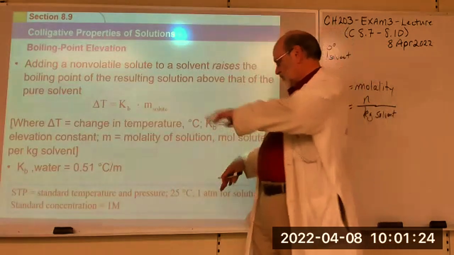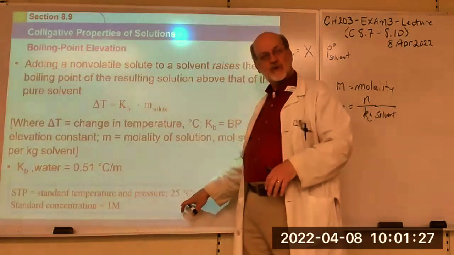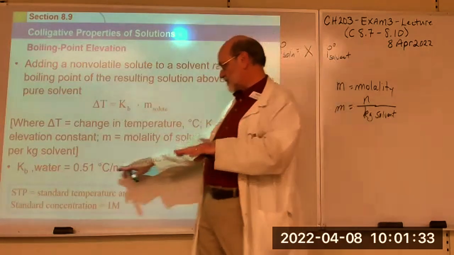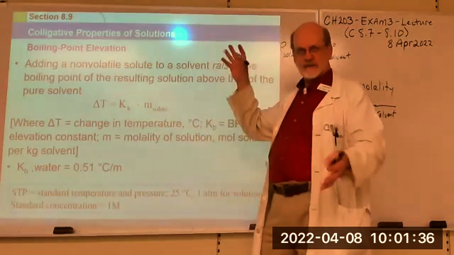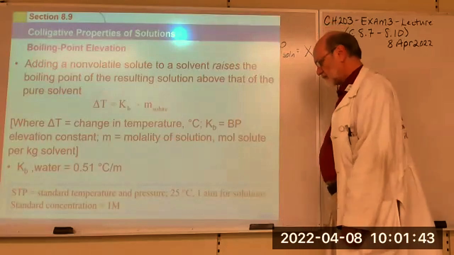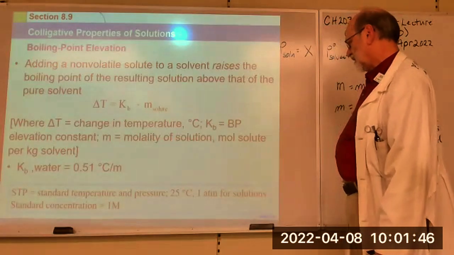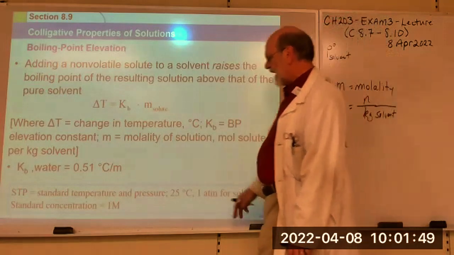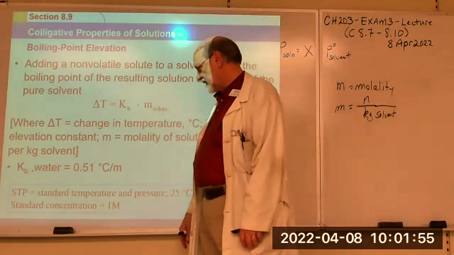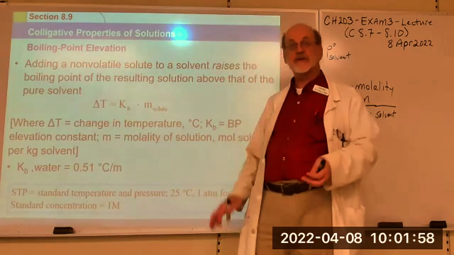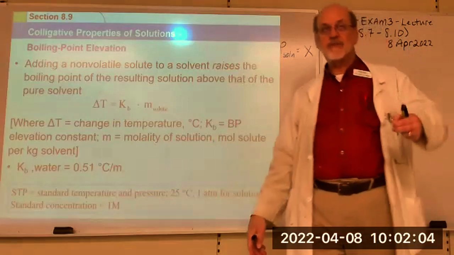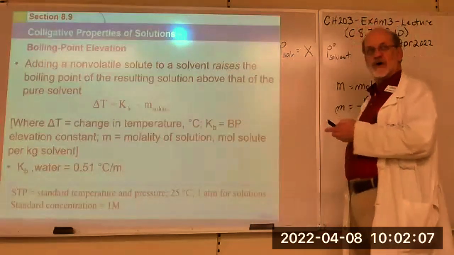So if you're in the neighborhood of 25 degrees and 1 atmosphere pressure, then this value will hold. And you can go pretty far. You can go pretty far afield from that, and it's still useful. Standard concentration is 1 molar. That doesn't apply here because we're not using molarity, we're using molality. But in those cases where you need standard concentration, then it's 1 molar. But not for these boiling point elevation and freezing point depression. It wouldn't work.